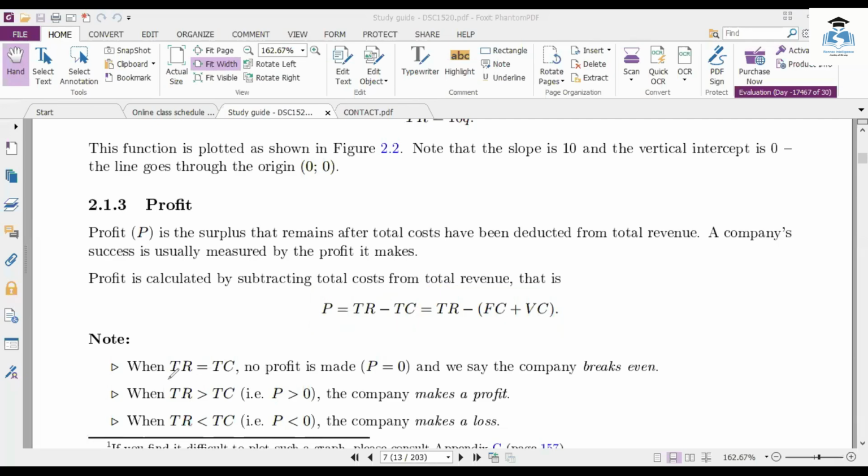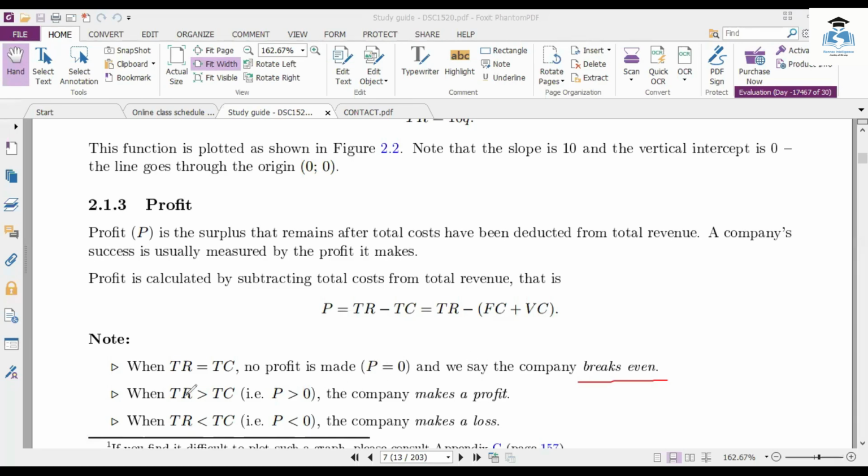Now, when TR is equal to TC, it means that the business didn't make any profit. In other words, the company is at break even. So it neither incurs any loss nor any profit. Profit is equal to 0.